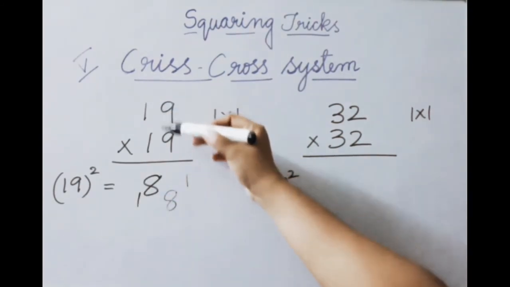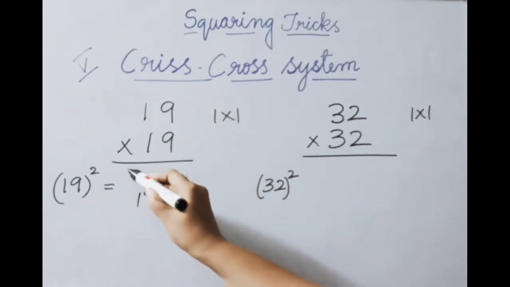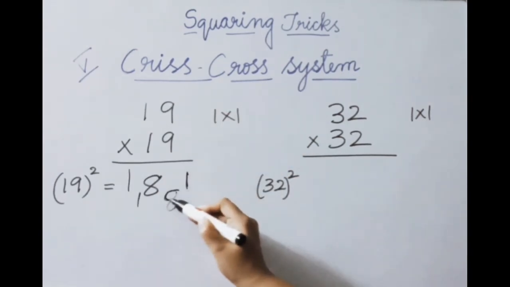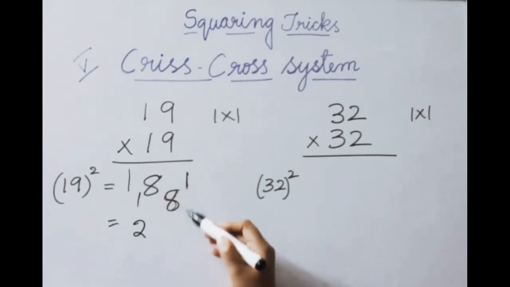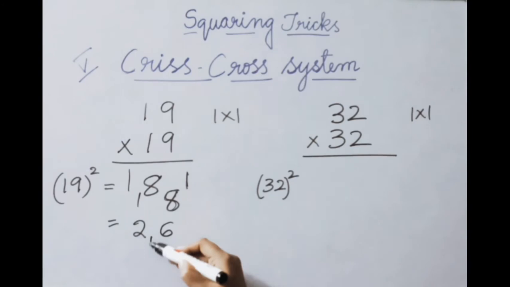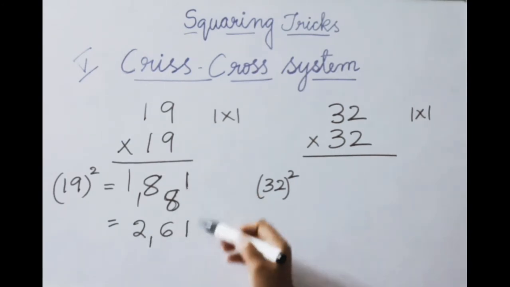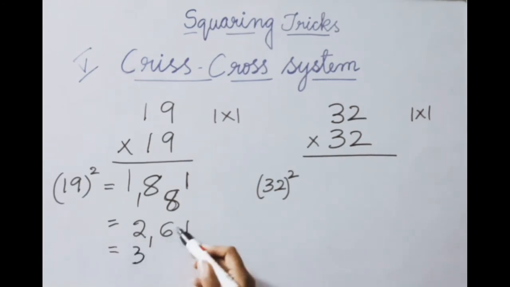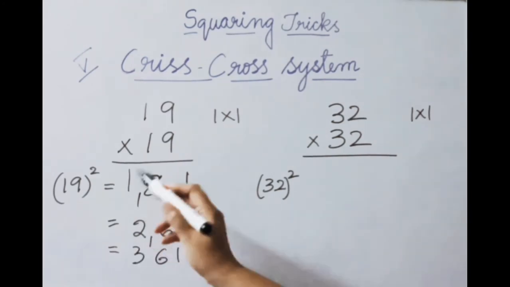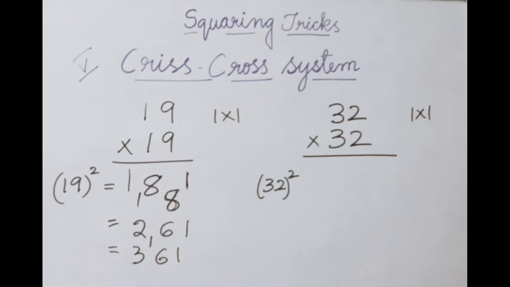Next multiply vertically. 1 1s are 1. Now add those values. 1 plus 1, 2. 8 plus 8, 16. 6. Carry 1. Write down the last digit 1. Now add them. Final answer 2 plus 1, 3. And last 2 digits 61. So 19 square answer is 361.